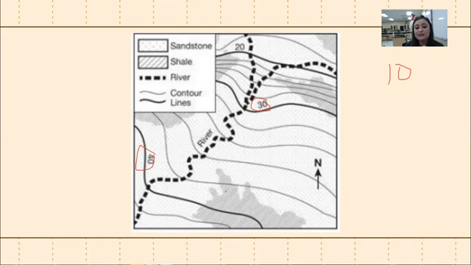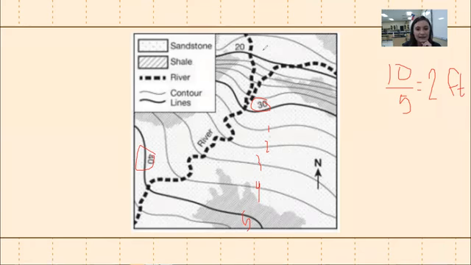Now we count the number of lines between those. So that's going to be 1, 2, 3, 4, and 5. So that bottom of my fraction will be 5. 10 divided by 5 is equal to 2. In this case, we have feet. So this is going to be 2 feet, and that is my contour interval.